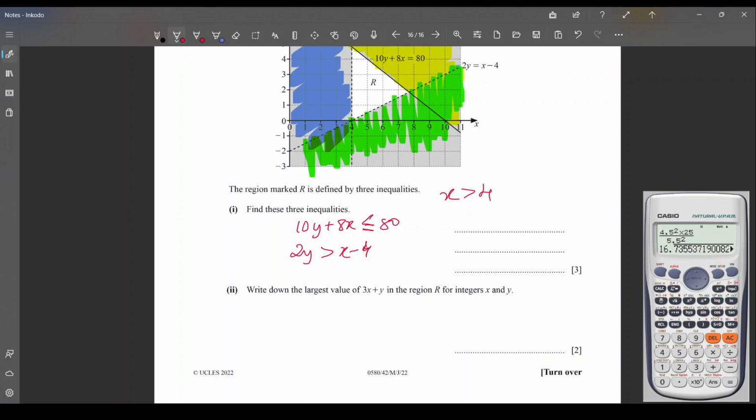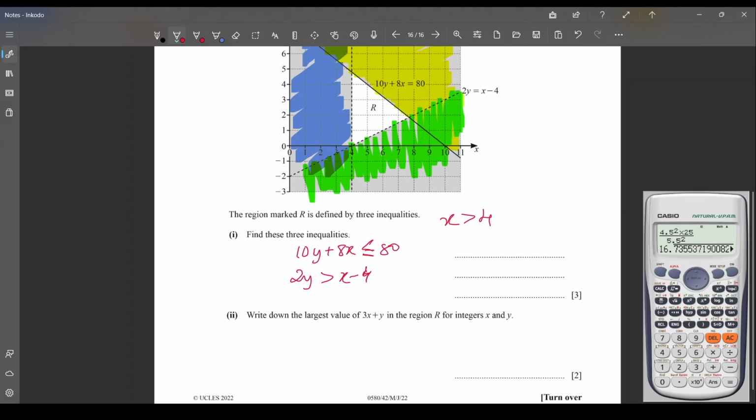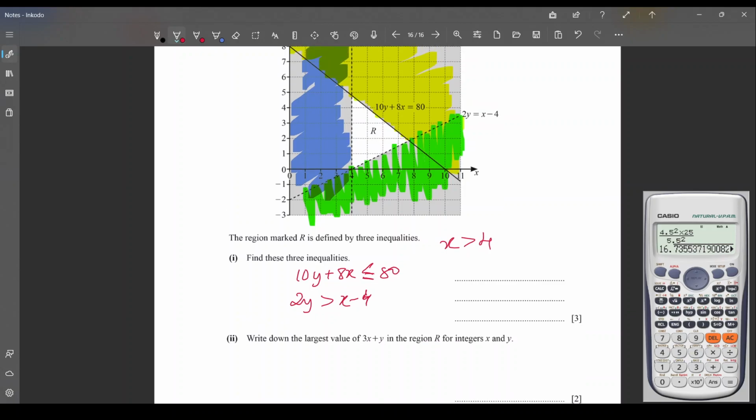For finding the largest value of 3xy in the region R for integer x and y, here the integer numbers should be taken. The largest value is here, then we can say this one, and the other point, let's find out for these. One more point will be this one. Let's find out whether this one gives us the largest value or not.